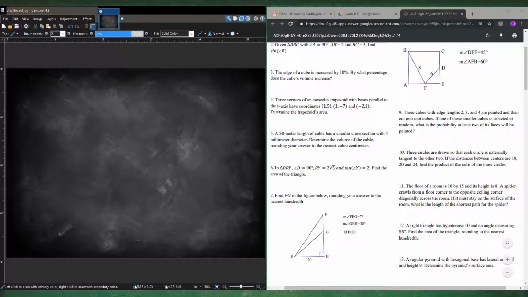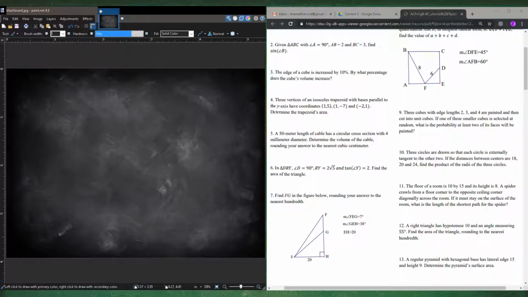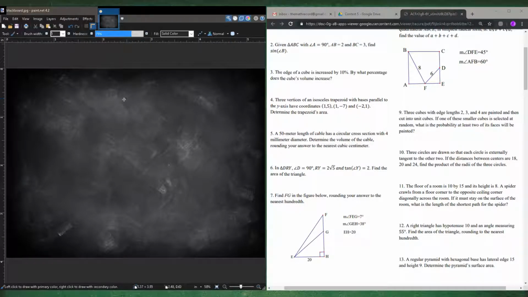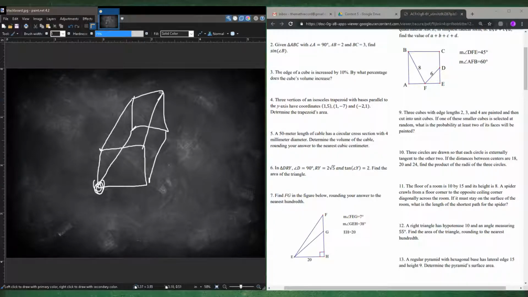Question 11. The floor of a room is 10 by 15 and its height is 8. A spider crawls from the floor's corner to the opposite ceiling corner diagonally across the room. If one must stay on the surface of the room, what is the length of the shortest path for the spider? So we have, I'm going to draw it. If you're starting from here, the opposite corner on the ceiling is right here. So this would be a 10 by 15 by 8.